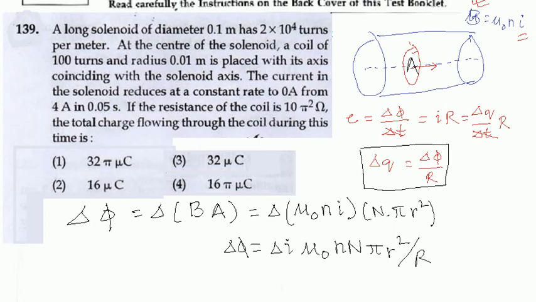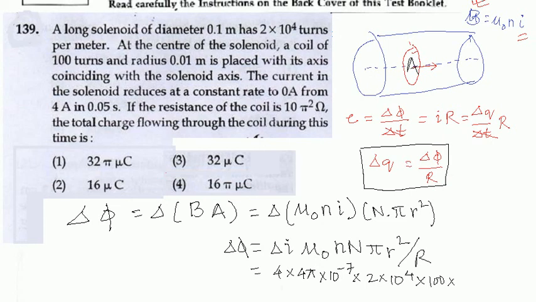Now here del I will be how much? Del I is equal to 4 minus 0, that is 4. Write down the value of mu naught, that is 4 pi into 10 to the power minus 7. Small n is the number of turns per unit meter of the solenoid, which is given as 2 into 10 to the power 4. Then you write capital N, the turns of the coil inside the solenoid, which is given as 100.